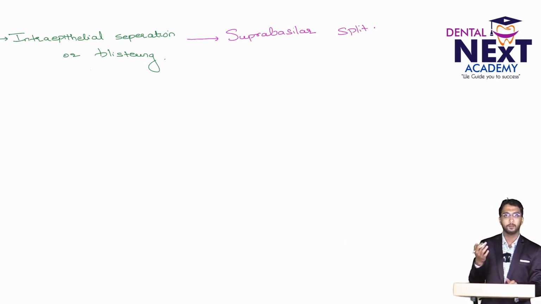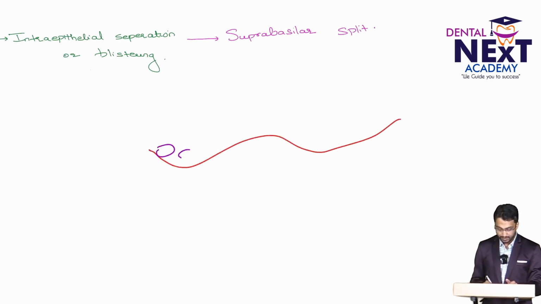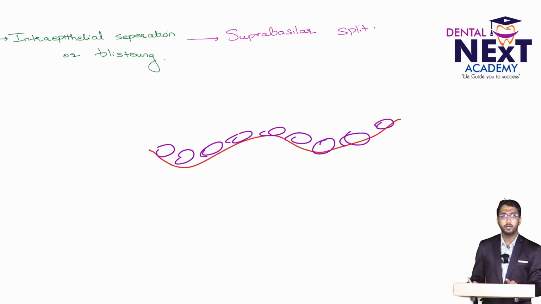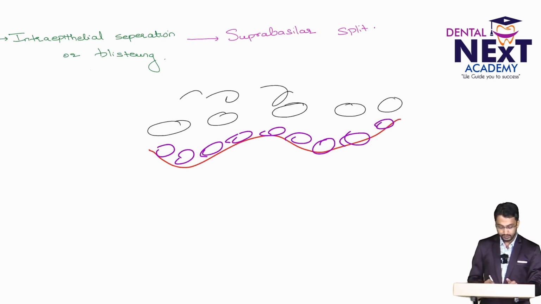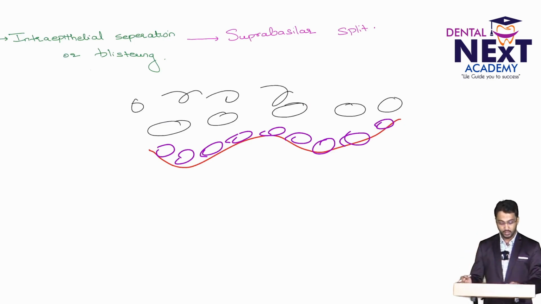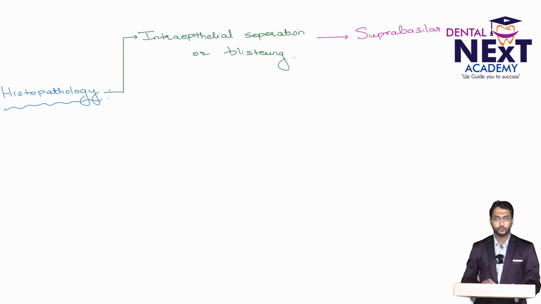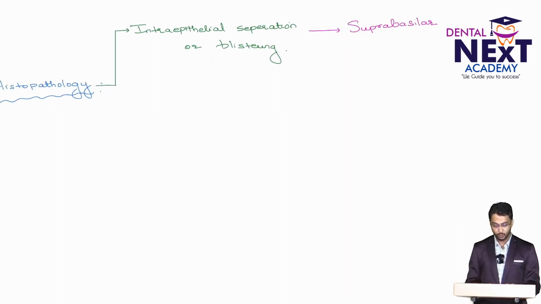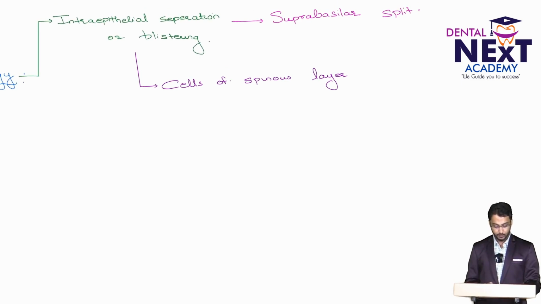So suprabasilar. Basically, this is the basement membrane there. You will have the basal cells. As they are attached to the basement membrane through hemidesmosomes, they don't split, but more commonly the cells above that are the ones which are affected. So it's a suprabasilar split. That's a very important diagnostic feature. So whatever image they give you related to this particular lesion, pemphigus vulgaris, they will tell you the suprabasilar split. Don't worry.